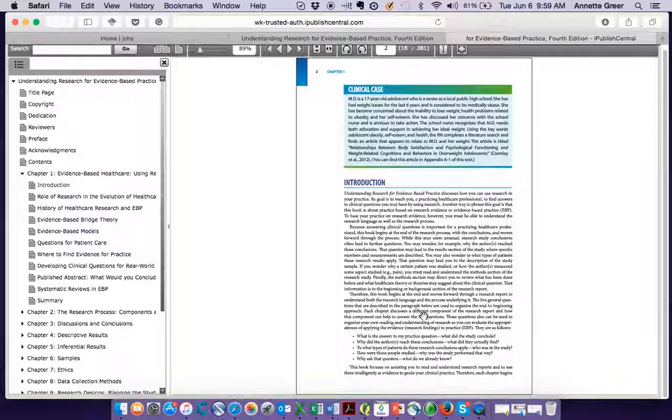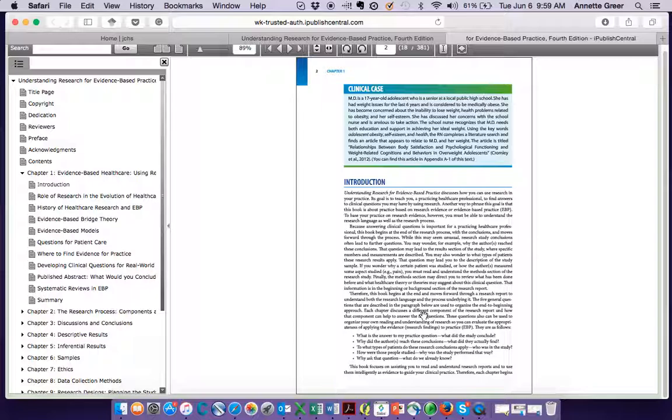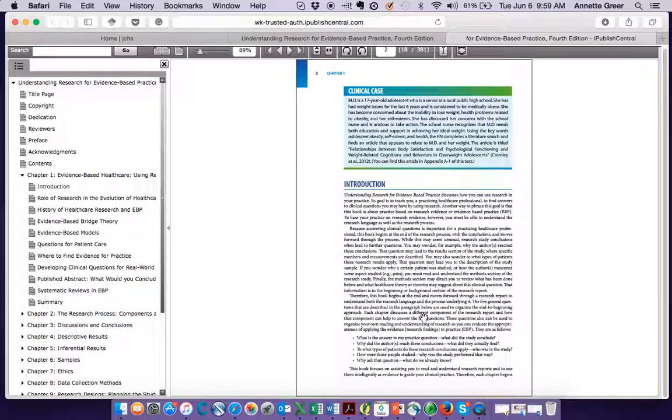And if you look here, it talks about the types of questions that need to be asked when reviewing a study, like you did in your critique. What is the answer to the practice question? What did the authors conclude? What did they actually find? What types of patients did they use? How were those people studied? What was the method used? And why did they ask that question?